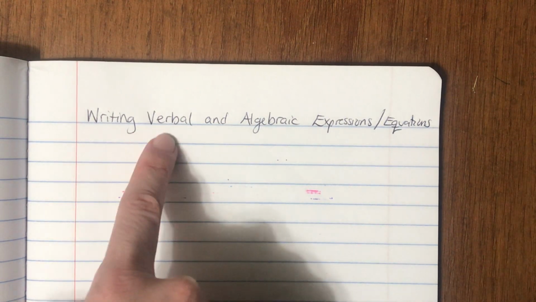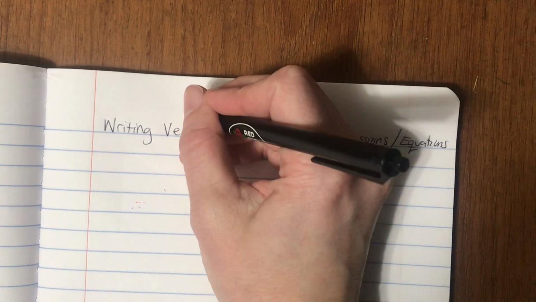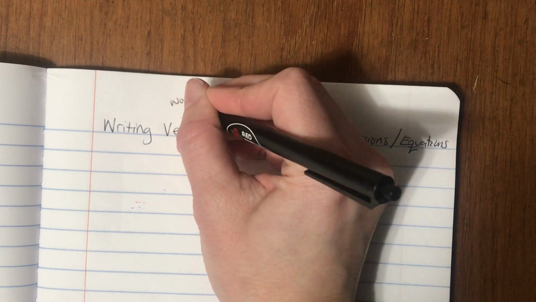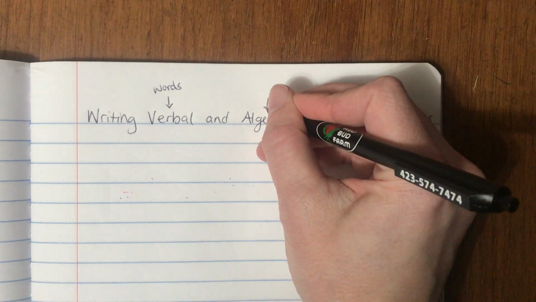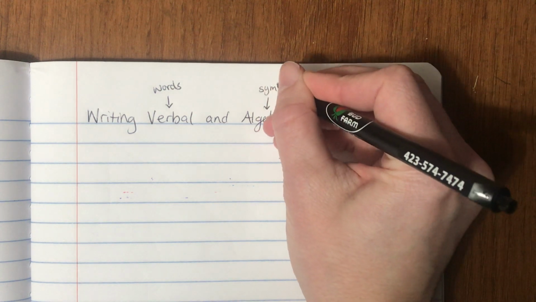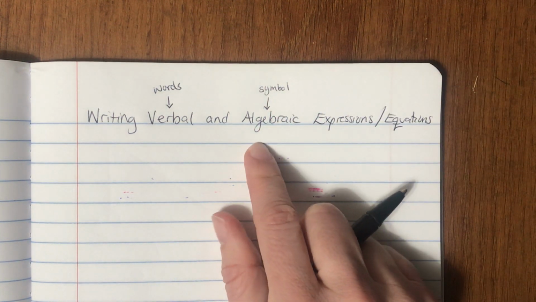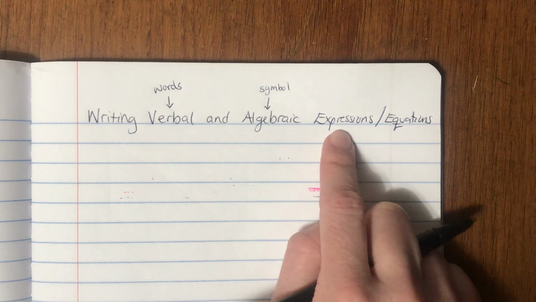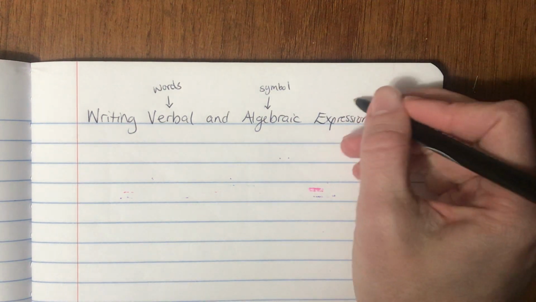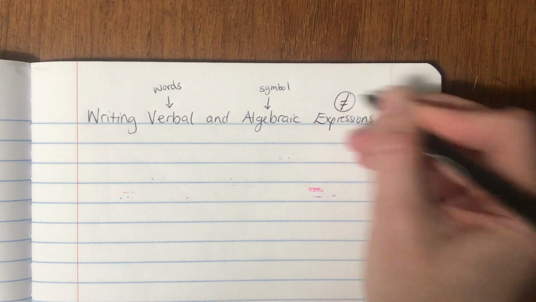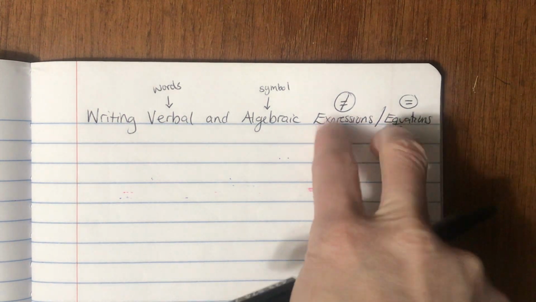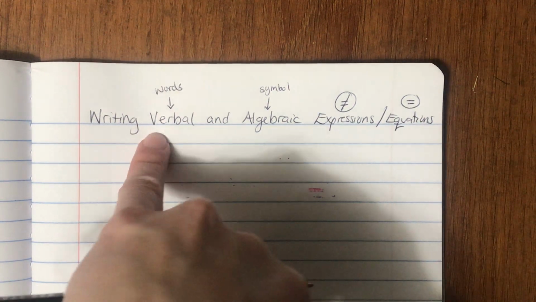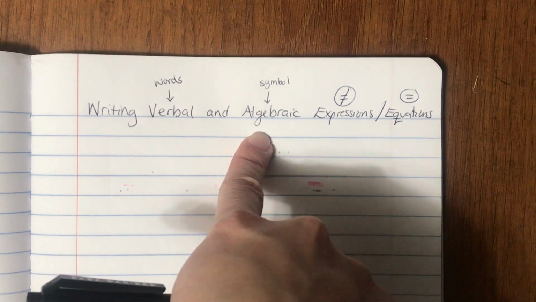Now let's really look at what we're talking about here. We're going to be writing things. Verbal is just a fancy way of saying words, so we're going to be using words today. Algebraic is just another word for symbols. When we talk about algebra, we're talking about representing things with symbols. And of course, you know what expressions and equations are. Remember, expressions do not have an equal sign, and equations do have an equal sign. We're still looking at equations and expressions, but we're going to be writing them out in words and writing them using symbols.